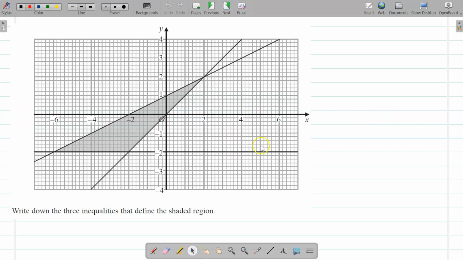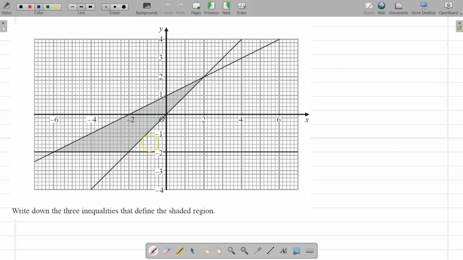The first one of these is about linear inequalities on a graph. We've got 3 inequalities that define the shaded region. First of all, note that they're all solid lines and not dotted lines, so that means it's including. What we're going to do is work out what the 3 lines are that define the area.